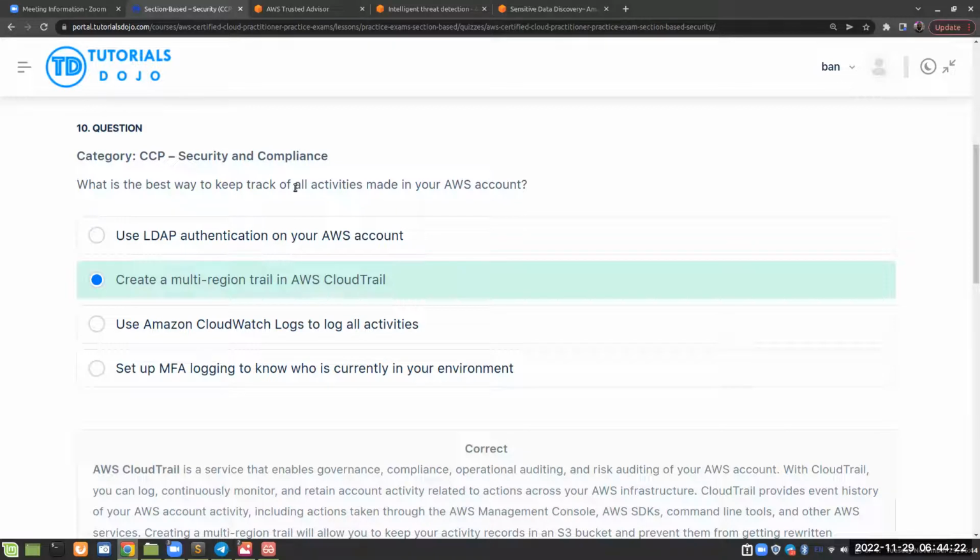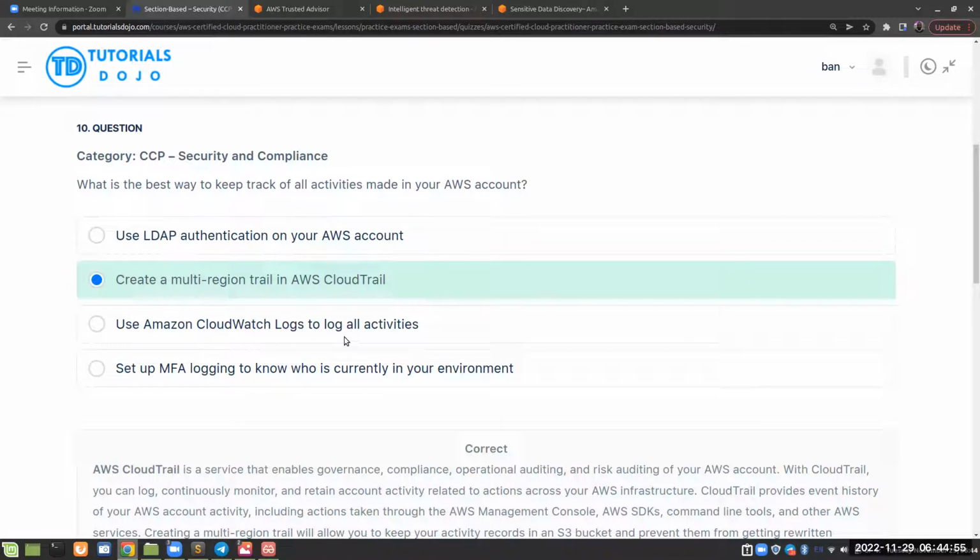So when you access AWS, you always leave a trail, and the trail could be what you did, even just signing in on your AWS account. It's always recorded on CloudTrail that this person signed in. If you do anything, it will put the time when you did it. So it's a very great service that can be used for auditing purposes. So if you want to track all activities made in your AWS account, you always use CloudTrail.